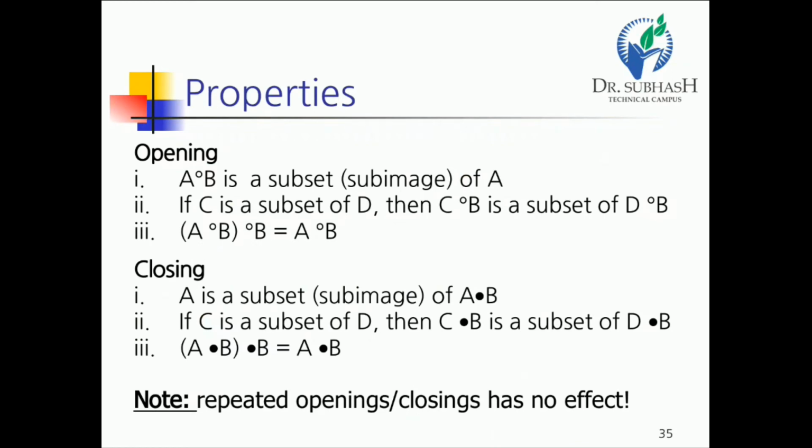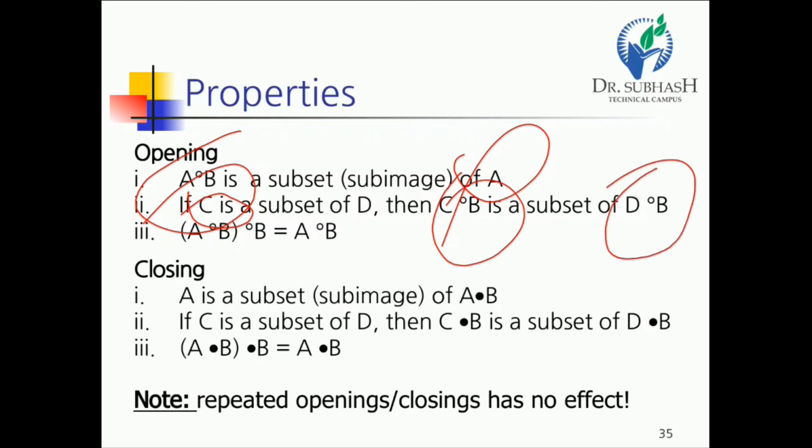These are the properties of opening and closing for digital morphological processing. First, A opening B is a subset of A. This is the most important property. Second, if C is a subset of D, then C opening B is a subset of D opening B. Again I repeat this property: if C is a subset of D, then C opening B is a subset of D opening B. Third and important, A opening B opened again with B is equal to A opening B.